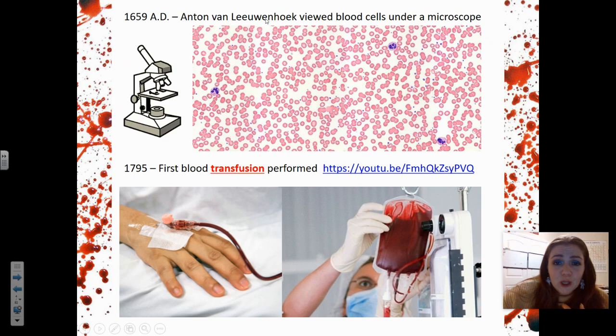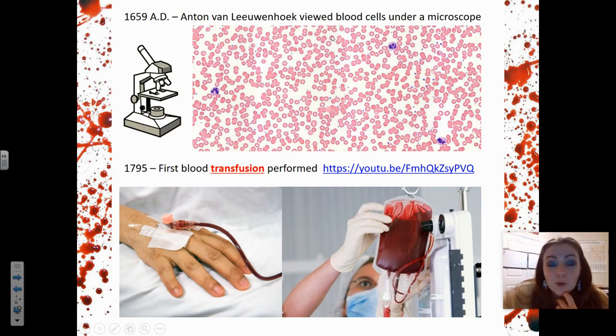Anton van Leeuwenhoek, hard to say that. I'm sorry, guys, it's late. Viewed blood cells under a microscope for the first time in 1659 AD. So now we're in our current time frame here. So 1659, we're into 2021, so I mean, still 400 years ago. But I'm pretty impressed that they had a microscope and could already see blood.